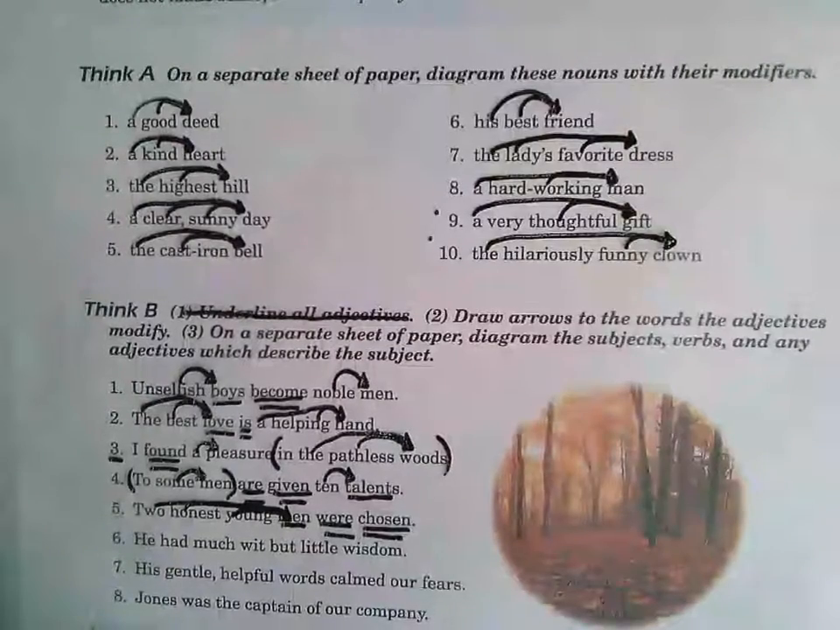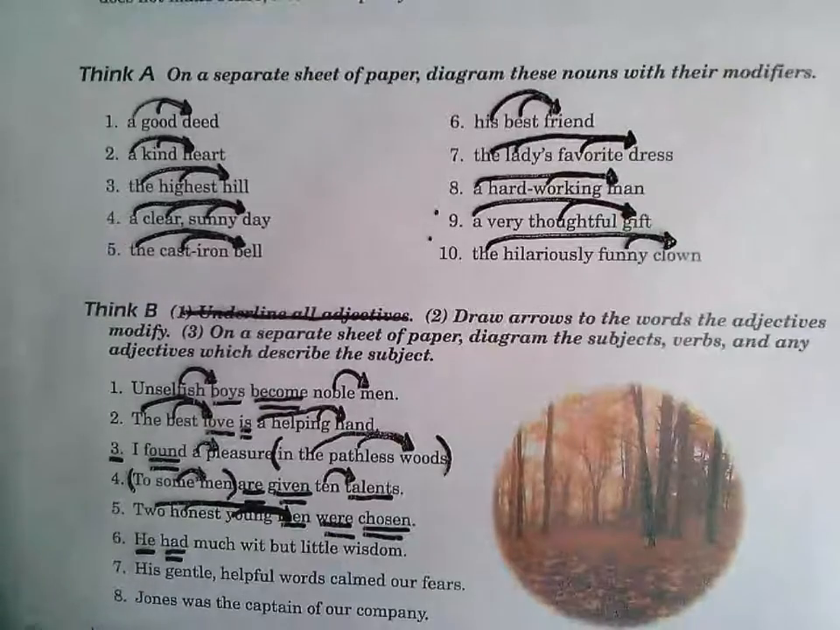Number 6, he had much wit, but little wisdom. Any prepositional phrase? No. Okay, action? Had. In this case, it's an action. It's like owning. Who had? He had. There's our subject and verb. All right, adjectives. Much what? Much wit. There's an adjective. But is our conjunction. Little what? Little wisdom.